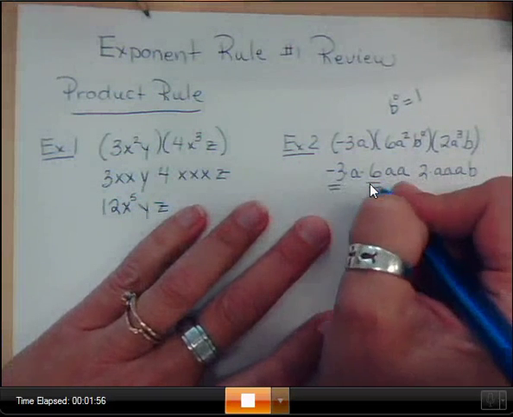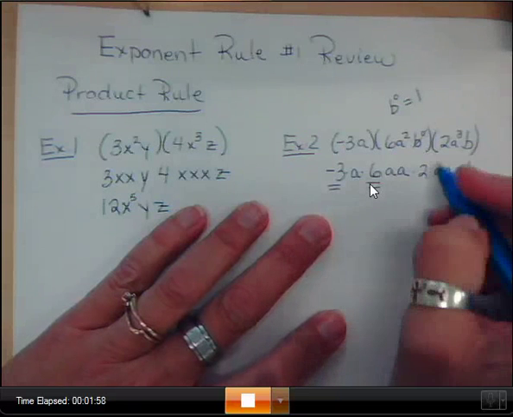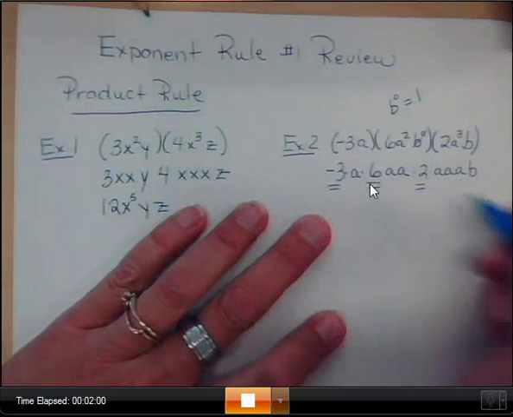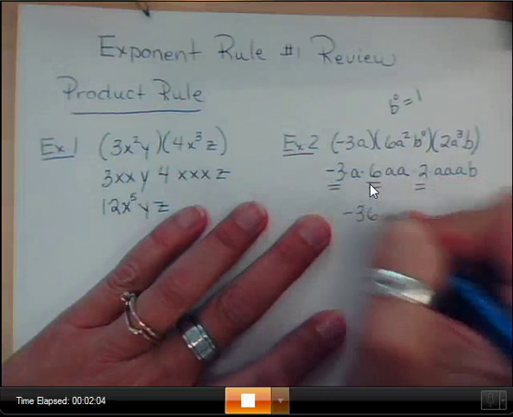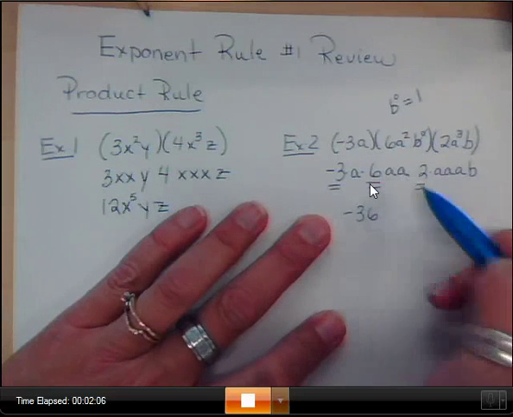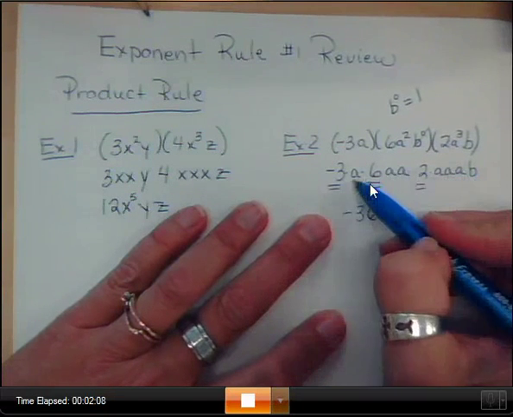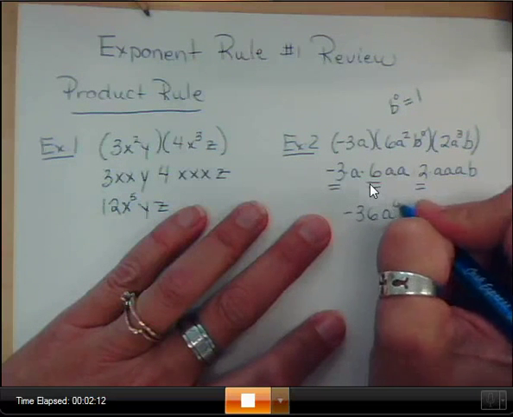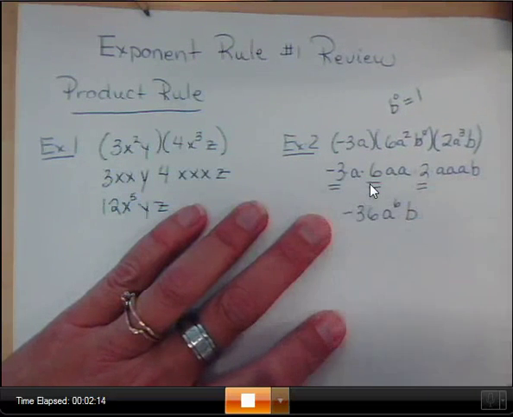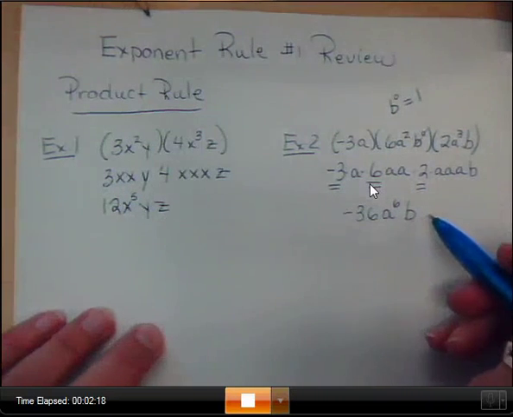Multiply those numbers. Negative 3 times 6 is negative 18. Negative 18 times 2 is negative 36. And then we have a times a times a times a times a times a. So that's 1, 2, 3, 4, 5, 6 a's. And we have 1 b. So we have negative 36 a to the 6th b.